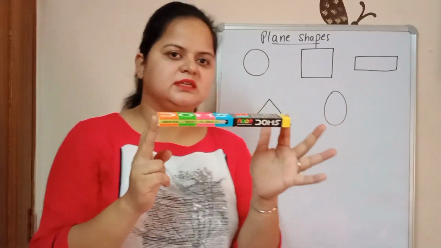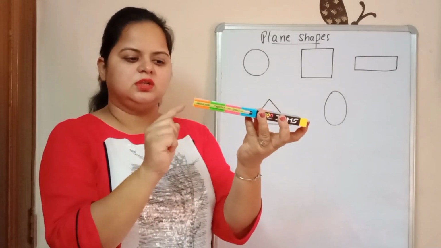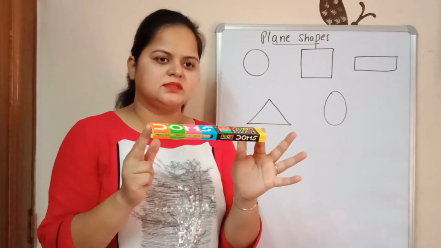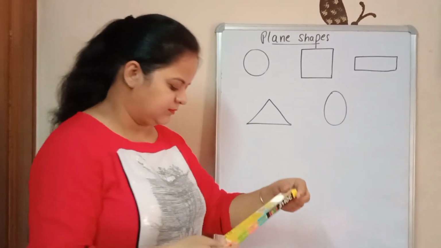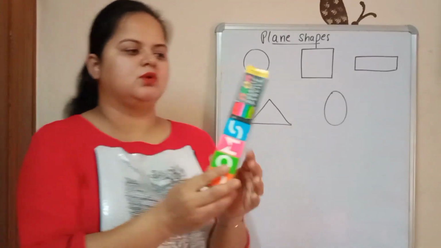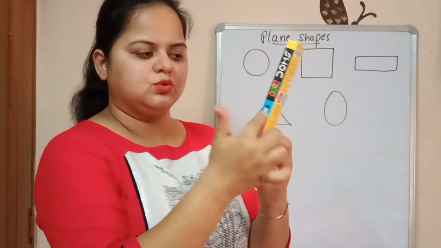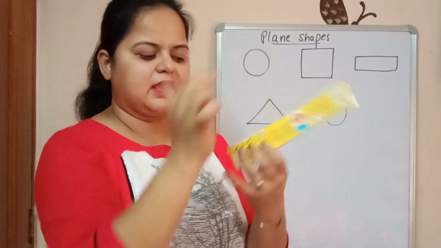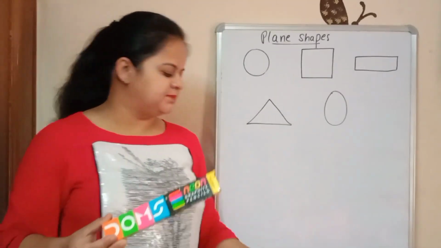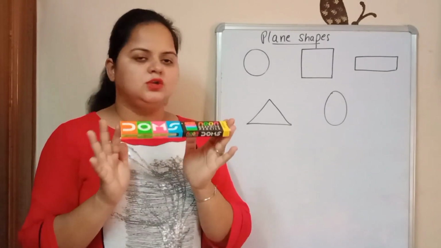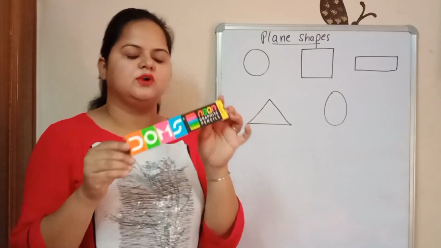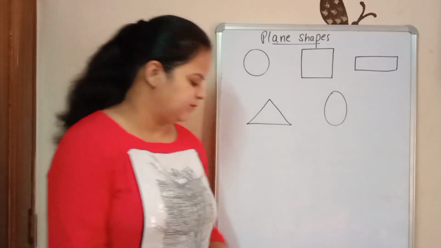It has 12 edges, 8 corners and 6 faces. 1, 2, 3, 4, 5, 6. Not equal, sorry. A cube has equal faces, but a cuboid has not equal faces. Okay. Like a rectangle, it has not equal sides and not equal faces.